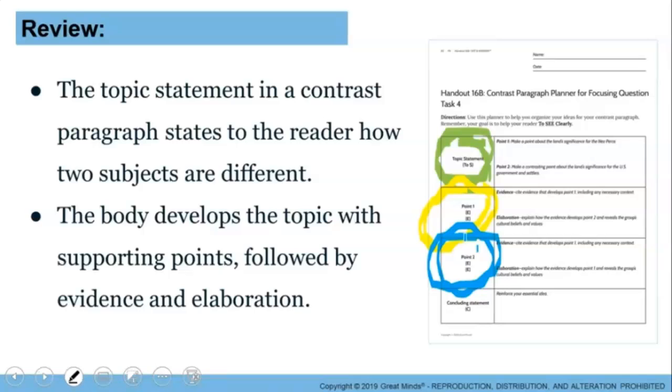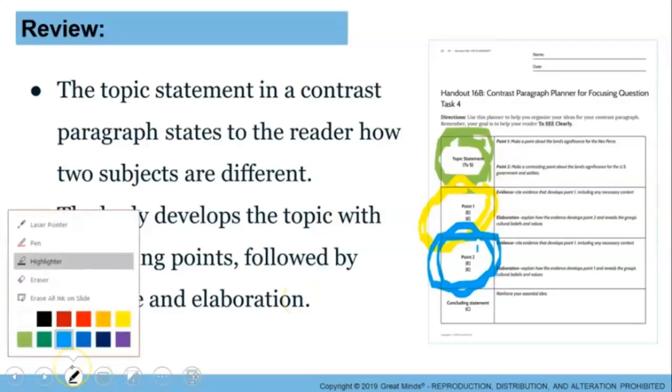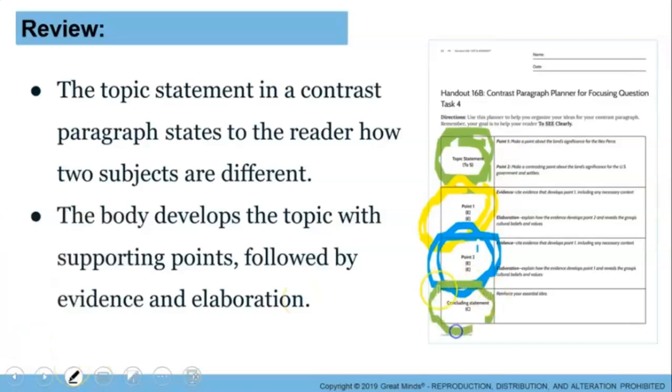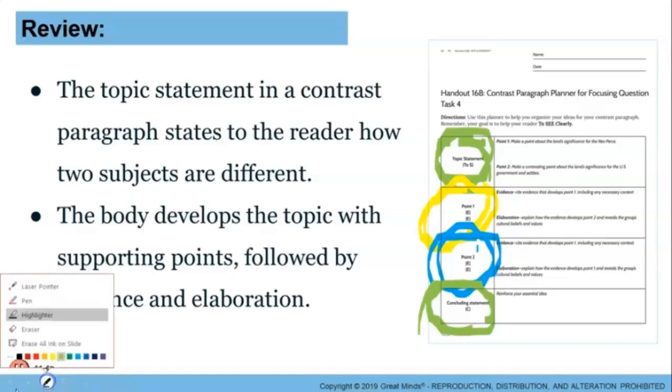So if you put together your Nez Perce ideas with your U.S. settlers ideas, you should be able to come up with your topic statement by adding them together. And then your concluding statement just reinforces that topic statement. So you can see the green, yellow, blue, green pattern that we've used before. So the body develops the topic with supporting points, followed by evidence and elaboration.